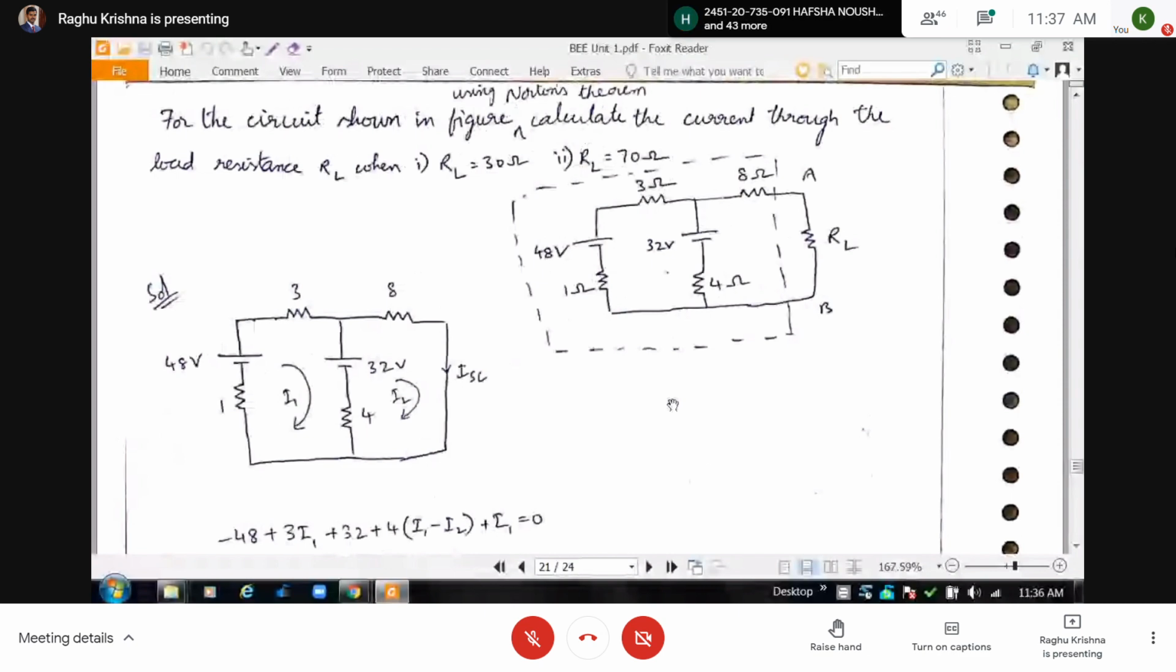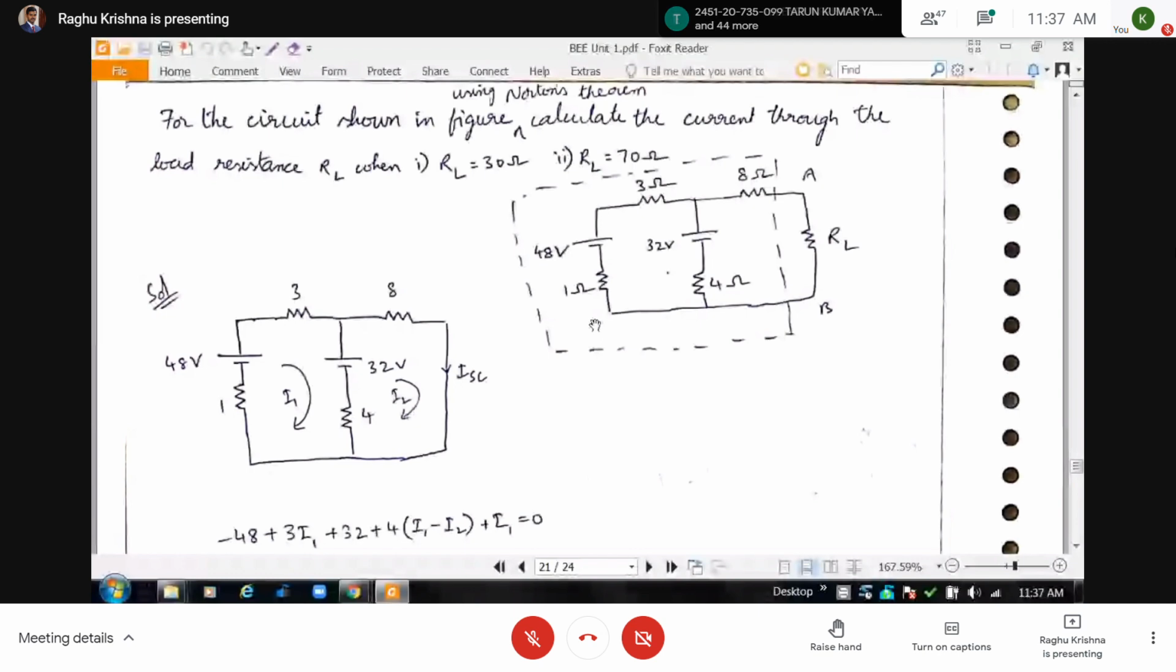Okay, let's do the same problem using Norton's theorem. So here, see the circuit. Here, RL. If RL equal to 10, what is the current flowing through RL? That is the first problem. Next, in the second case, if RL equal to 70 ohms, what is the current flowing through RL? That is the second case.